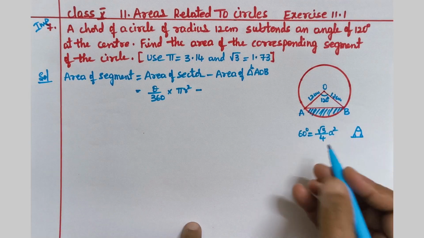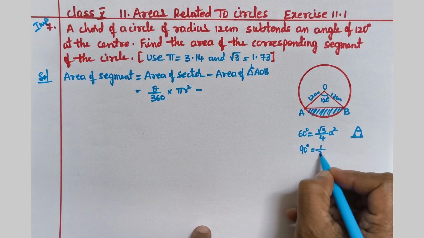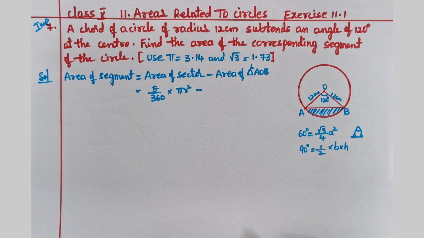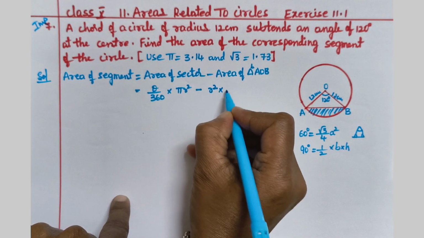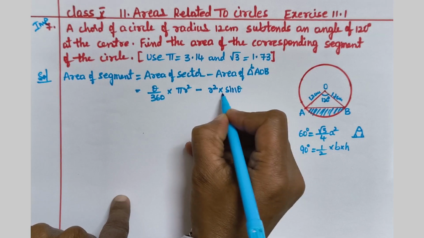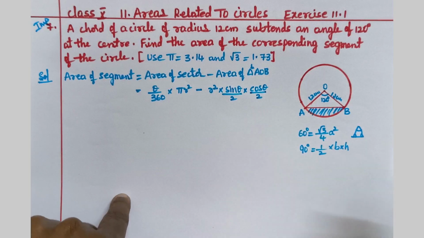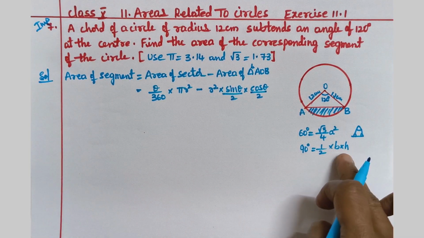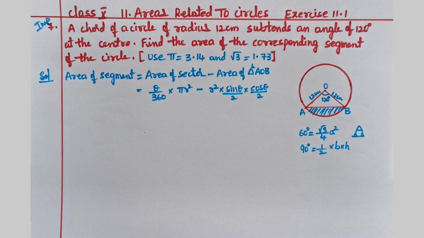Next, if the center angle is 90 degrees, which formula will you use? Area of a triangle is equal to half into base into height. But here the center angle is 120 degrees, so which formula will we use? R square into sin theta by 2 into cos theta by 2. This formula we will use. For 60 degrees it is root 3 by 4 a square, and for 90 degrees it is half into base into height.